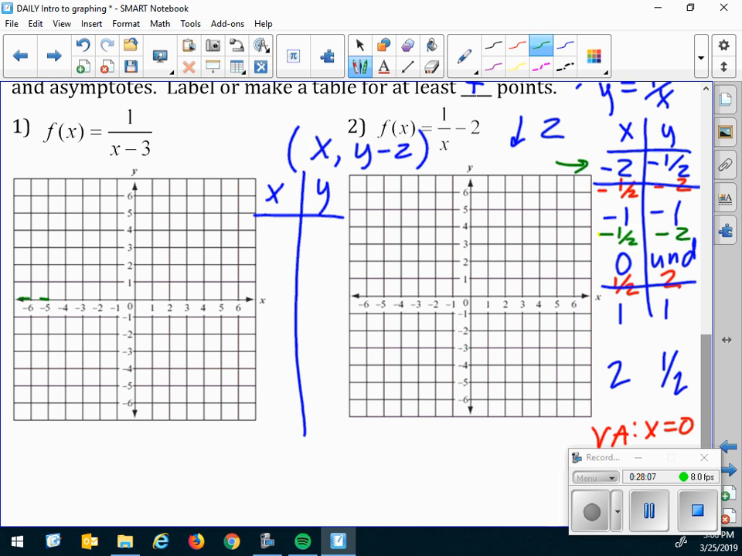Negative 2. Does the x change? No. Does the y change? Negative 1/2 minus 2. Good. So this is negative 2, negative 2 1/2. Let's go here. Does the x change? No. So the x doesn't change. The y value is subtracted 2.